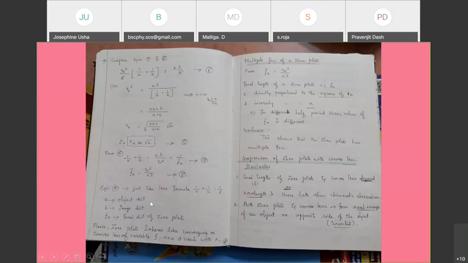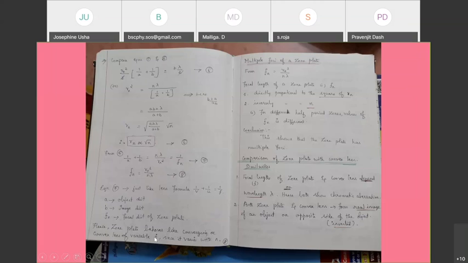So this equation is just like the mirror formula, lens formula, where U is the object distance, V is the image distance, and Fn is the focal distance of the zone plate. So what is the conclusion here? The zone plate behaves like a converging or convex lens. So it is a convex lens of variable focal length. This is the major difference between zone plate and convex lens.